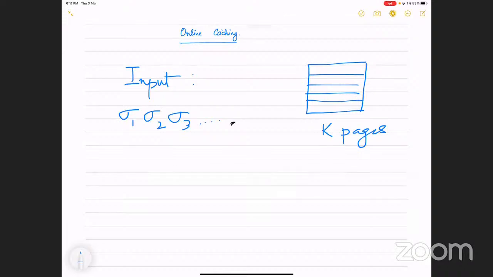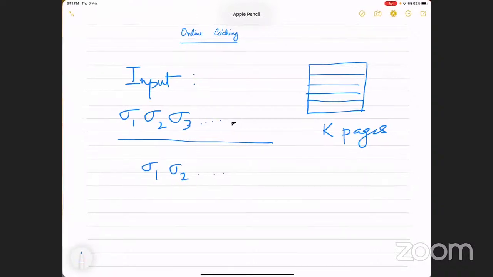Okay, so this is the basic setup. This is the kind of problem we are going to talk about. The reason why it is online is because you don't know the entire page sequence request in advance. If I knew that, then this would be an offline problem, right? Suppose I told you that sigma 1, sigma 2 up to sigma n is the entire sequence of pages, and figure out a cache replacement policy which minimizes the number of cache misses.